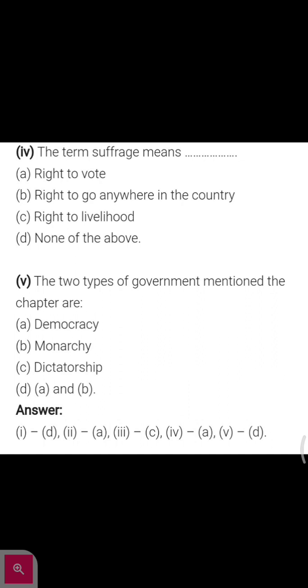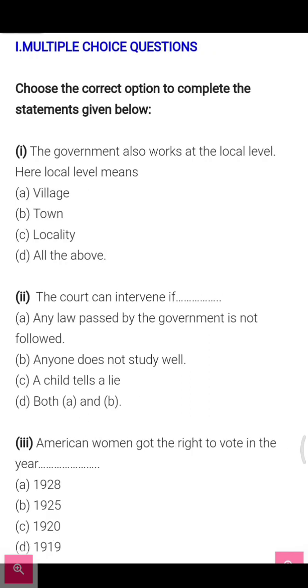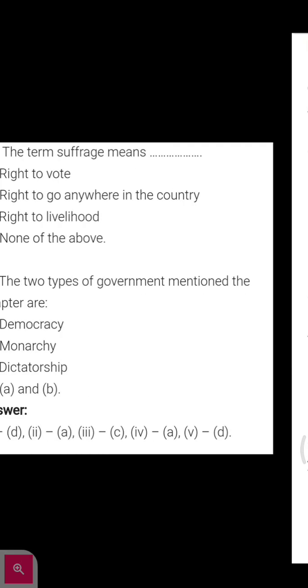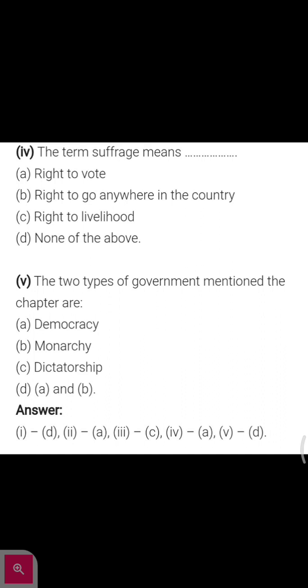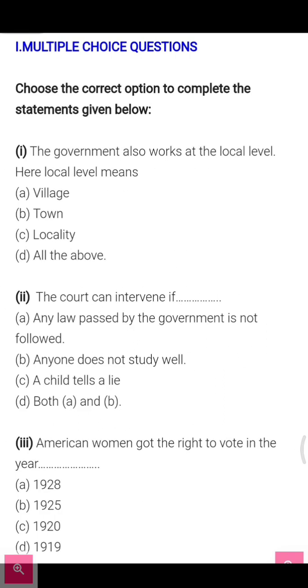democracy and monarchy. Answer of first is D, all of the above. For second, it is A, any law passed by the government is not followed. And for third, it is American women got the right to vote in year 1920, C option.